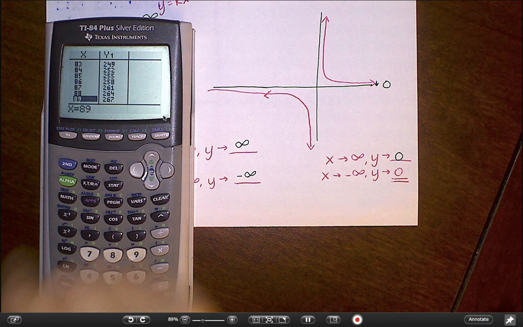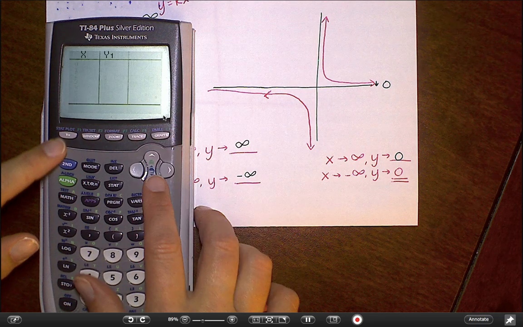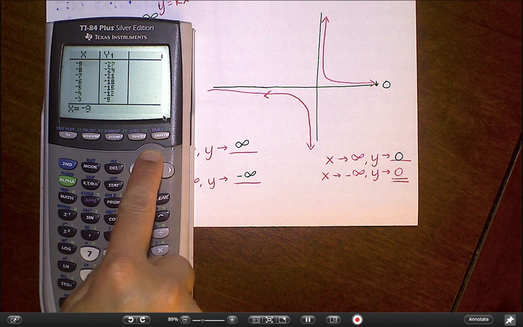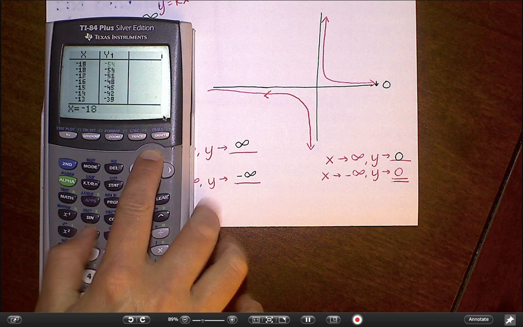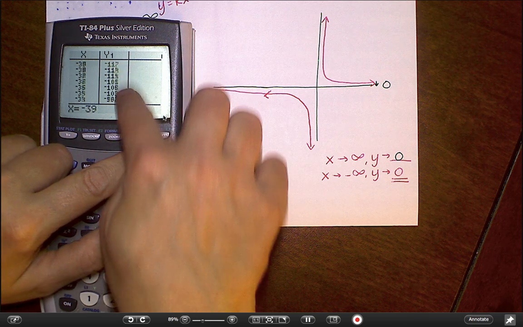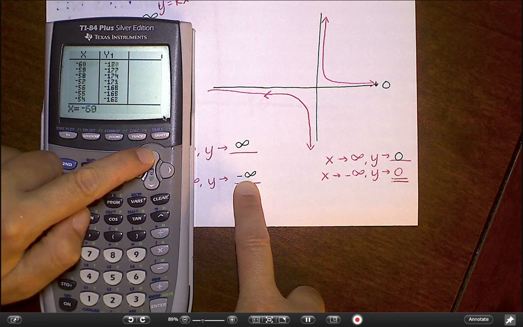Okay? Now, if I move back, let me start this over. If I get smaller, so if I make my x values go negative, you'll notice my y numbers are getting smaller and smaller and smaller, okay? And there's not going to be a stopping place, right? These are going to get smaller forever, and negative infinity is our way of saying smaller forever.